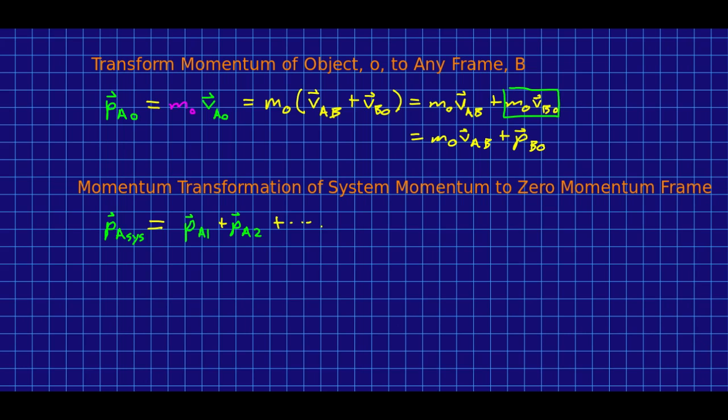Now that we have our momentum transform, let's use it to transform the momentum of a system and see how we get to the zero momentum frame. So our momentum of a system is just a sum of the momentums of the individual objects, 1, 2, 3, and so on. And so each of those will be of this form. And so again, we can use the momentum transform equation to transform each one of those into the zero momentum frame.